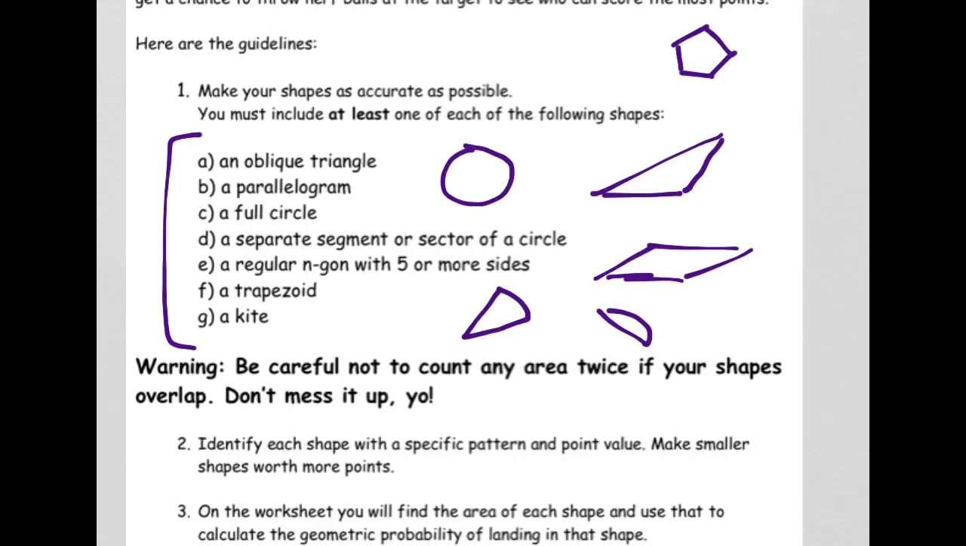In addition to that, you will need to make some sort of a trapezoid as well, and then finally a kite. And those 8 elements all need to be on your poster. You can absolutely do more. You can repeat shapes, but you have to have at least those at minimum.